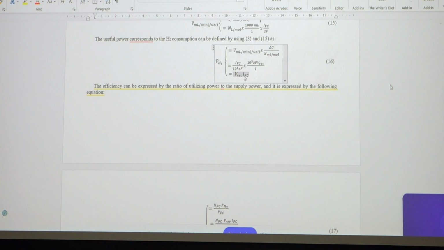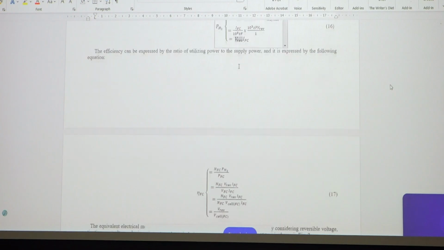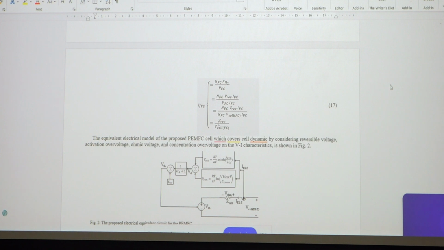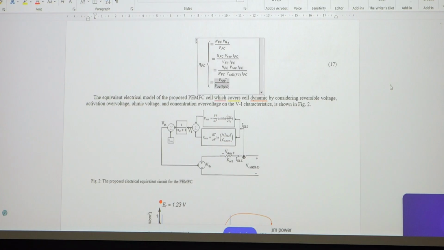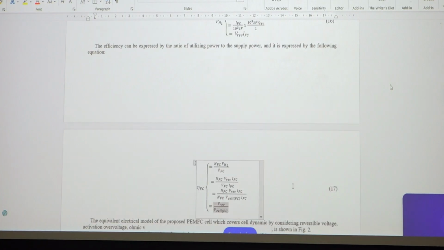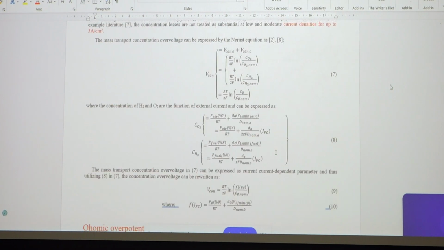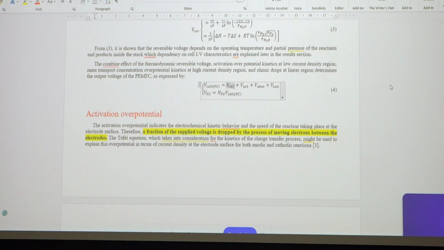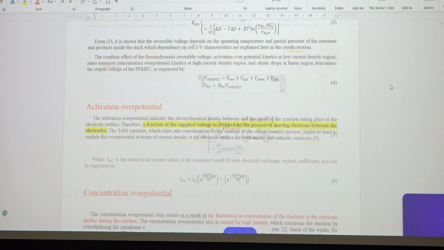This is the current supplied by the fuel cell multiplied by the reversible voltage. So this is the power. Then efficiency we can get: it is the ratio between the nominal case and the measured case. So finally we can find these equations. From these equations, if we incorporate all three types of voltage drop as I mentioned here, all types of voltage drop: reversible voltage, activation overvoltage, ohmic voltage and concentration overvoltage.